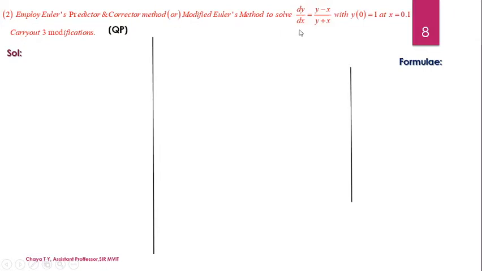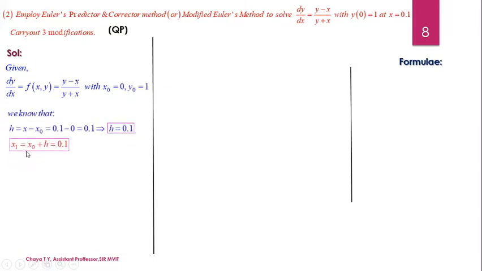What's the first step? We have to consider the given expression, write down the given initial conditions, etc. So the given expression is dy by dx is equals to y minus of x divided by y plus x, which we are going to denote as f of xy with the condition x naught as 0, y naught as 1. Then we have to find the value of the step length h and x1 obviously, as we need to substitute them into the formula on our way to simplifying for the solution.